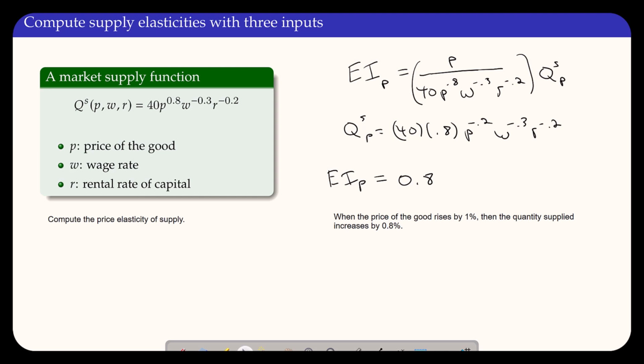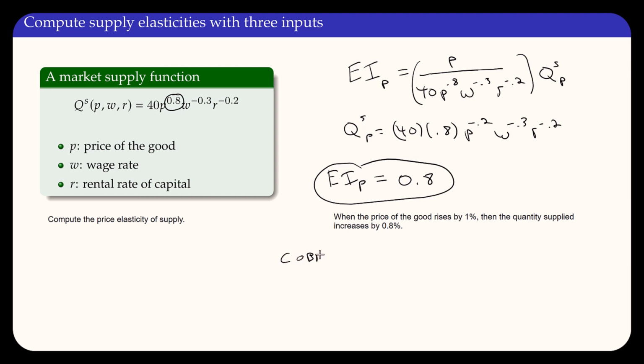You may also have noticed that the answer to these supply computation problems is always equal to one of the exponents. That's not an accident, that's actually a feature of the Cobb-Douglas function. And so when we're using a Cobb-Douglas function or a power function, the elasticity is equal to the exponent. But that is only true when we're dealing with power functions like the Cobb-Douglas function.